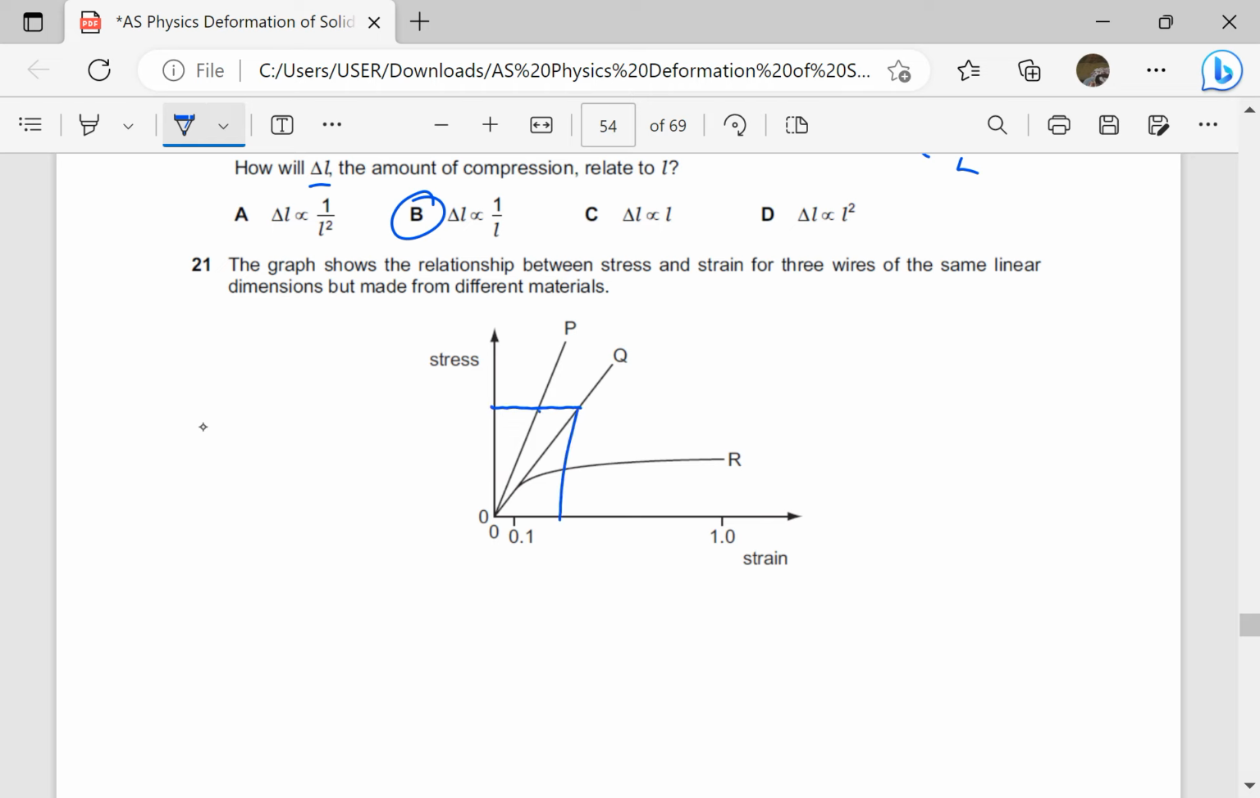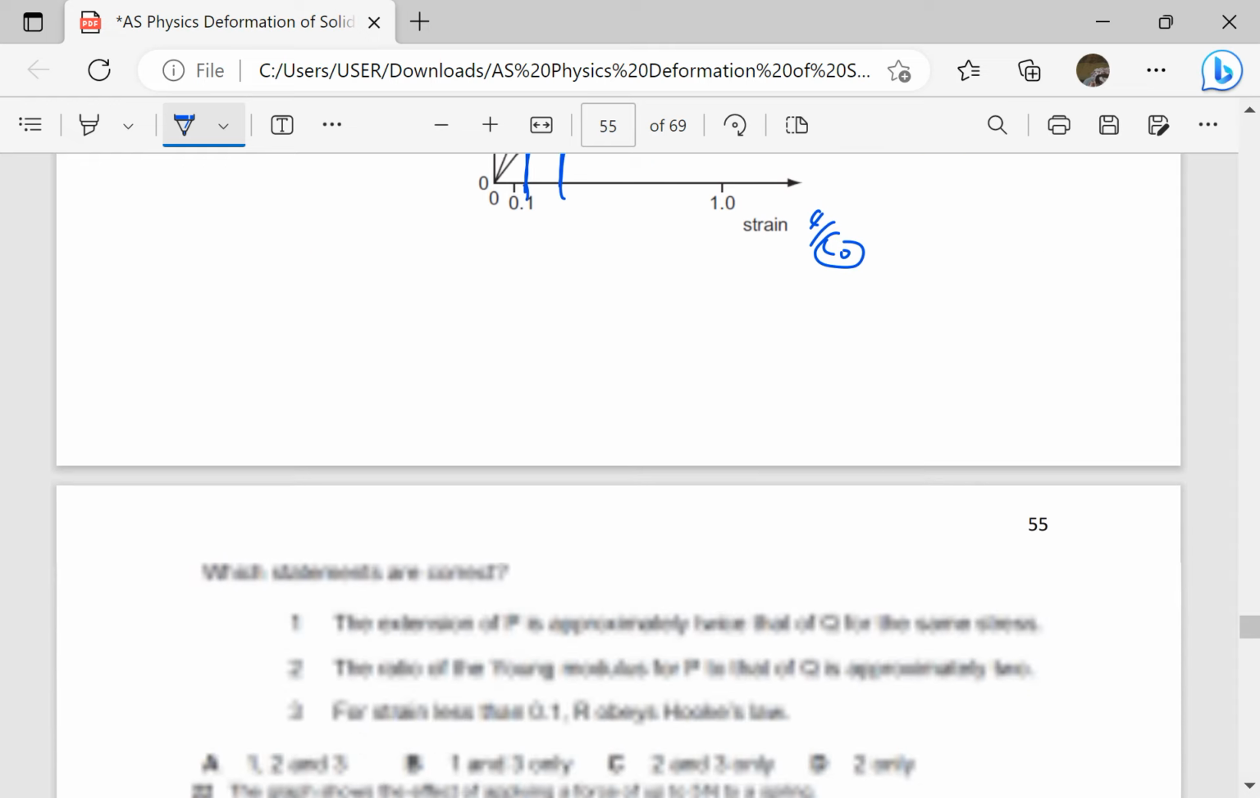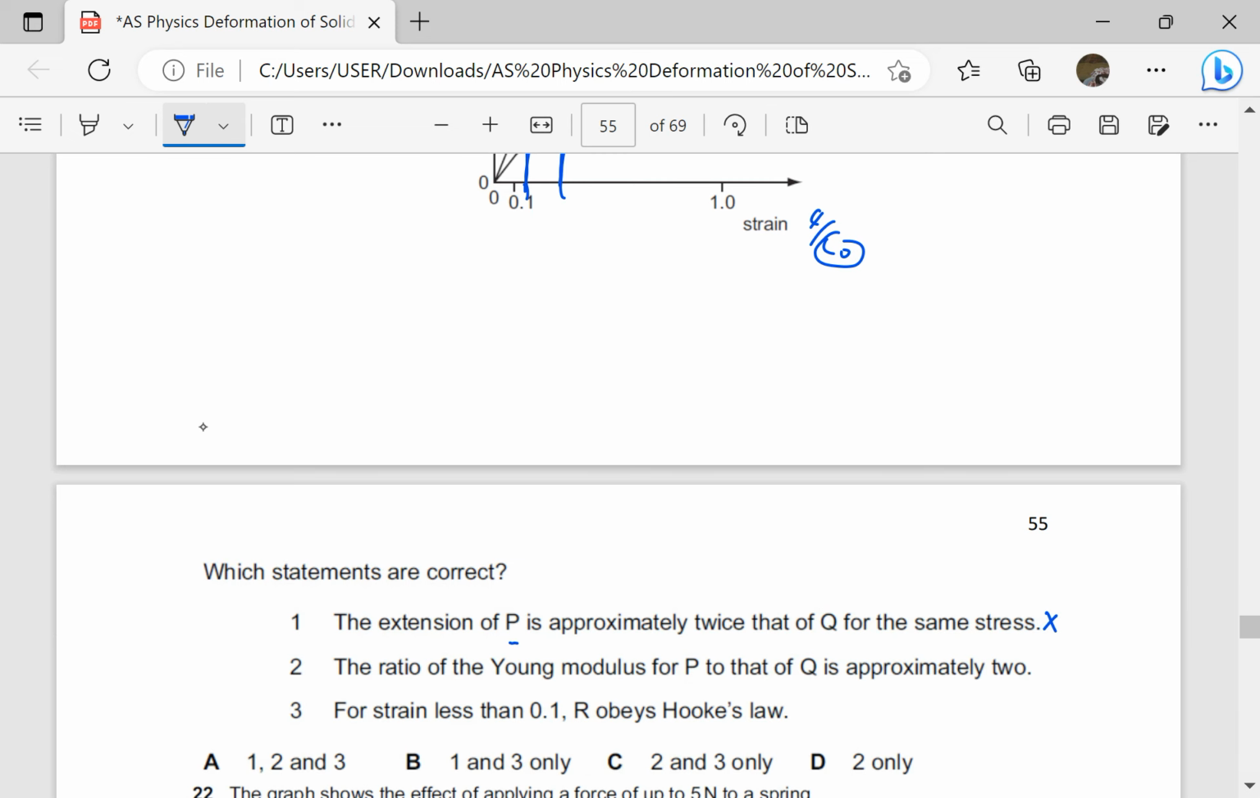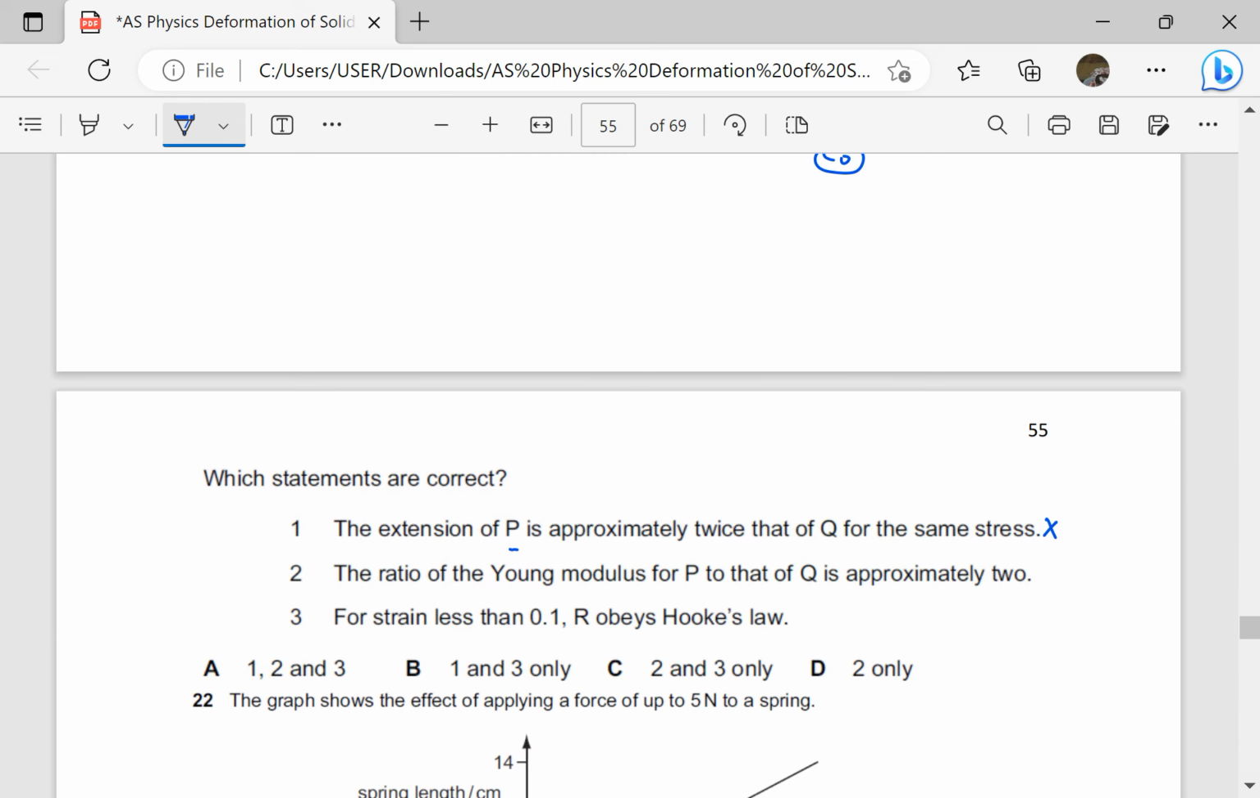Now the extension of P is twice? It is actually half. The extension of P is here. The extension of Q is here. Remember, strain is extension over original length, and original length is a constant. So it means the extension of P is a half that of Q. So A is wrong. The first statement is not correct.